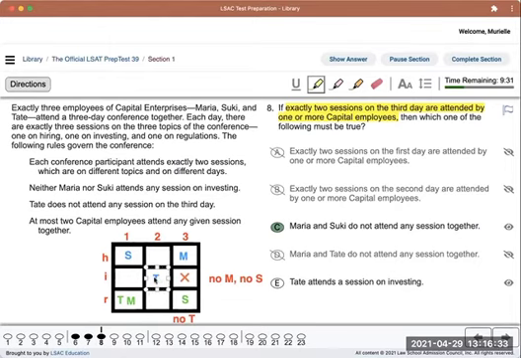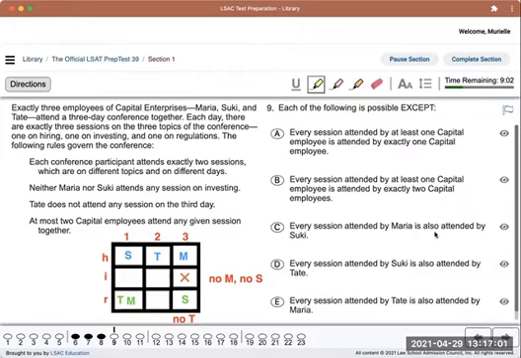But Tate could also just attend hiring and regulations, just like M&S. So that would be fine. And then we actually don't have anybody attending a session on investing. Okay, so this one's a matter of seeing what's possible, but I think it's really testing you on that first rule.